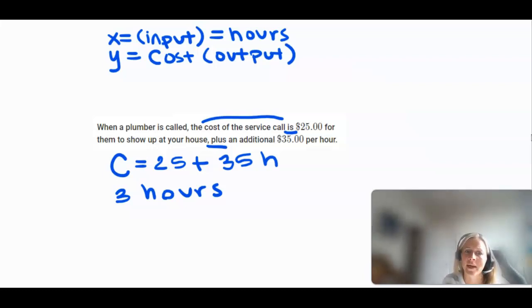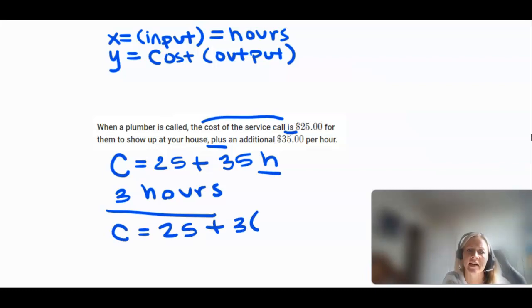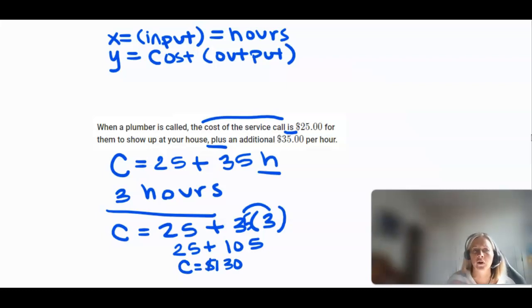Okay, so what we can do, we know 3 hours, we can just put that in for h. So we're just going to say, okay, our cost is 25 plus 35 times however many hours, which in this case it's 3. Oh, oops, don't forget the 35. So we now have 25 plus, so 35 times 3, we get 105. So we'll get 130 total. So if we have the plumbers come, that tells us our total cost will be $130.